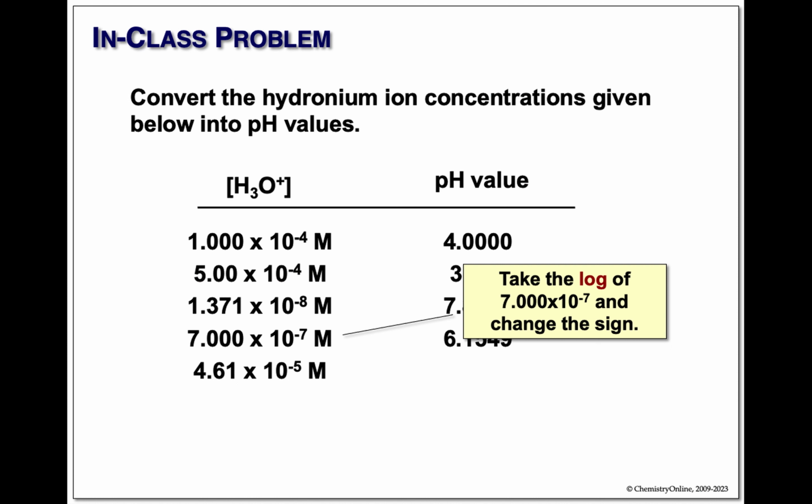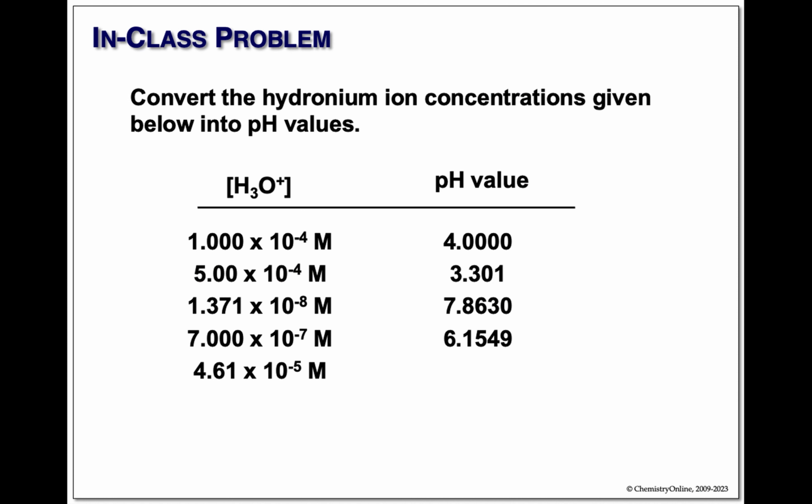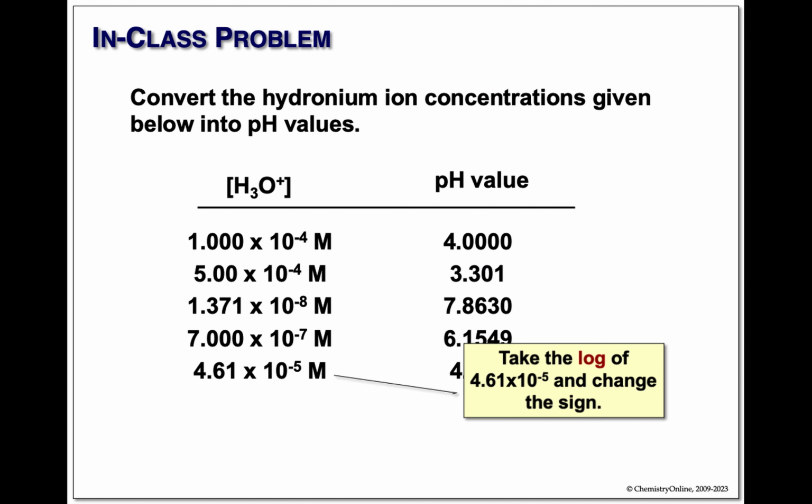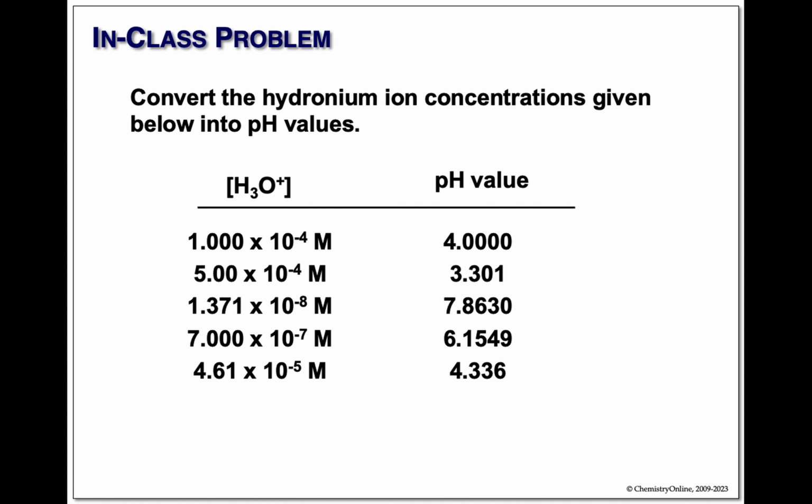And finally, 4.61 times 10 to the minus 5. Type it in, hit log, change the sign. I can't see it. Oops. But nonetheless, we know what's under there. Oh, there it is. 4.33. Any questions? That's pH calculations, guys. We have 2 tutorials that do pH calculations.